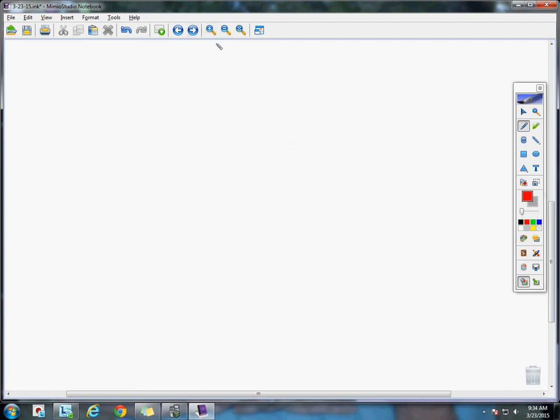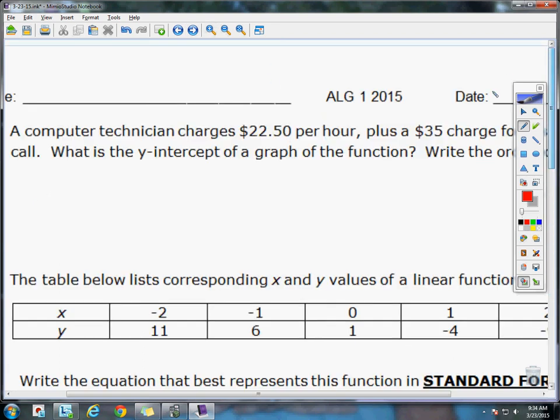Alright, number 10. It says a computer technician charges $22.50 per hour plus a $35 charge for a service call. What is the y-intercept of a graph of the function? Write the ordered pair. Okay, so first we can write the equation. Y equals, it charges $22.50 per hour. We don't know how many hours they'll be working, so we can put x. And plus, you have a one-time charge of $35.